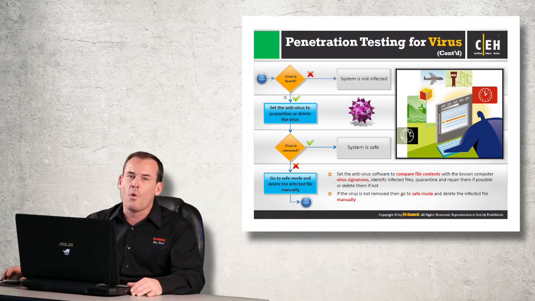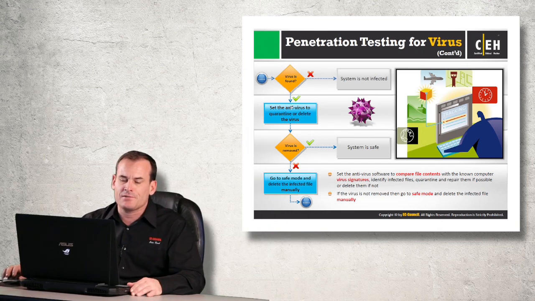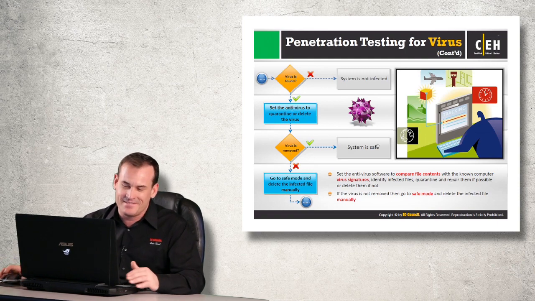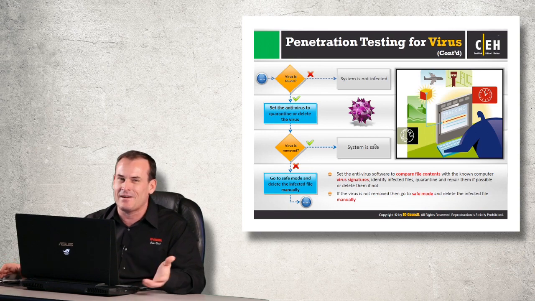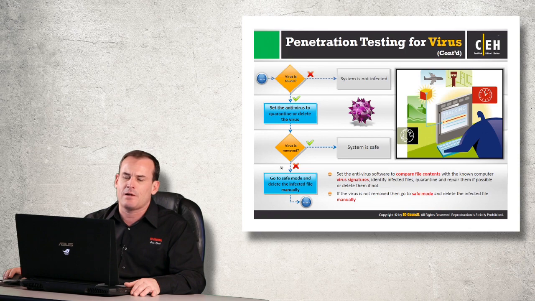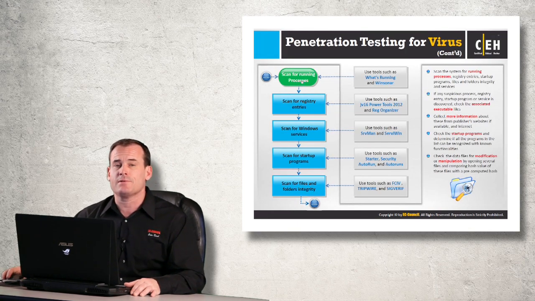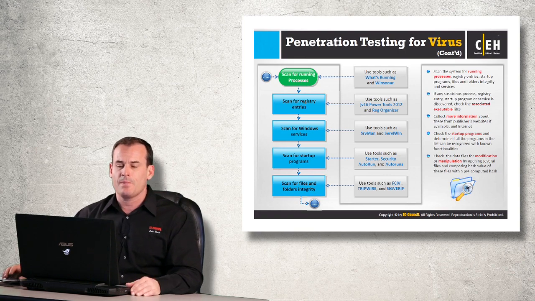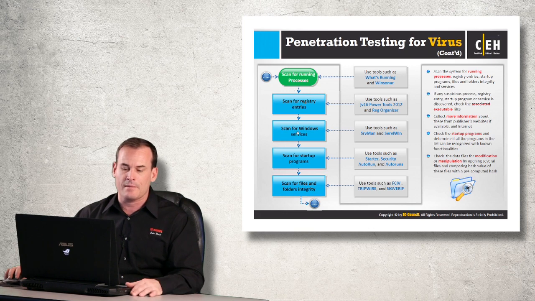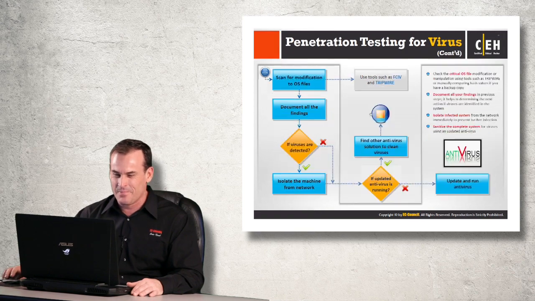Set the antivirus to quarantine or delete the virus. Virus is removed? Yes, system is safe. We'd like to believe that, but again, there could be viruses we don't pick up. Go to safe mode and delete the infected file manually if the virus is not removed. And then right back to really most of the things we talked about in Trojans and backdoors. Scan for running processes, registry entries, Windows services, startup programs, file and folder integrity. What's running could work for a lot of these. We talked about that in Trojans.